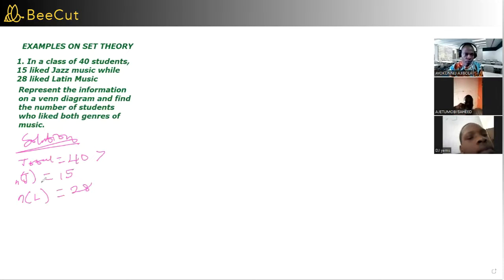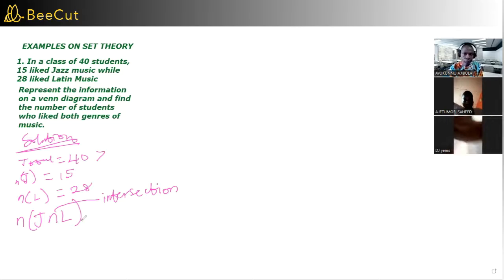Now, total is 40, but we have the number who like jazz music to be 15, and the number who like Latin music to be 28. But we don't know how many people like both jazz and Latin, and that is what we mean by intersection. In the last lesson, we discussed the meaning of intersection. So that means we're looking for the number of jazz intersection Latin. So how do we do this?